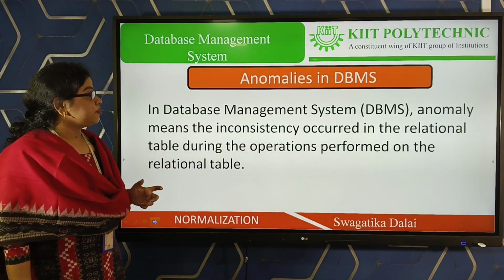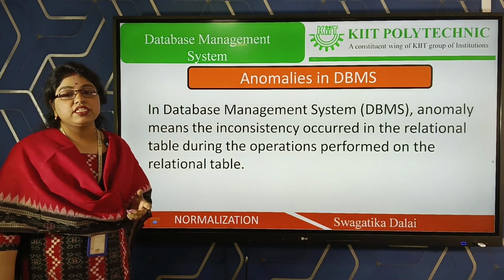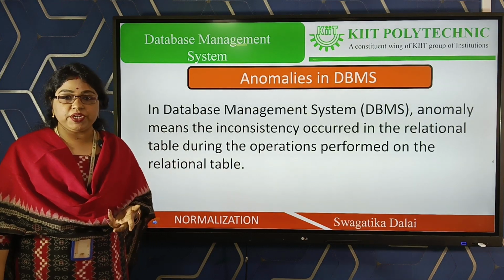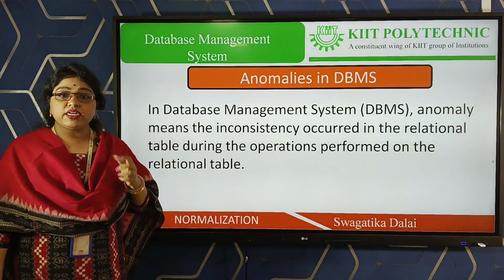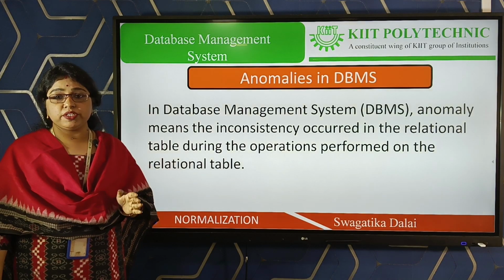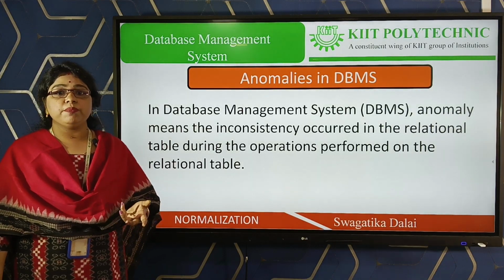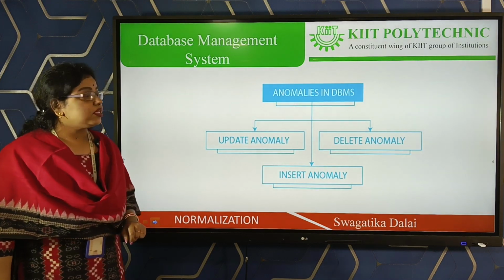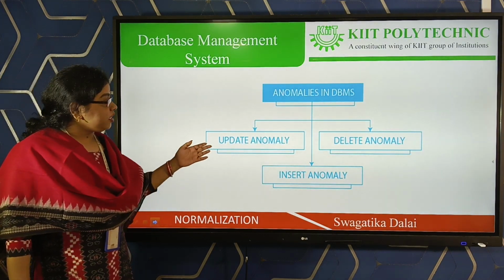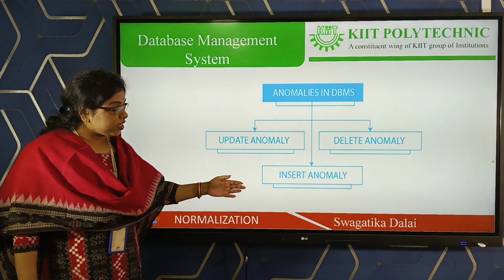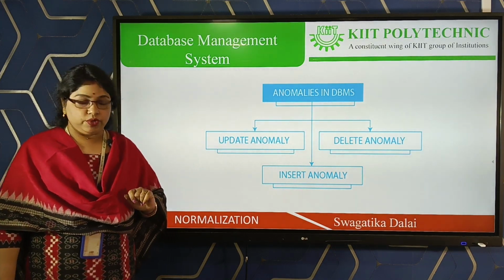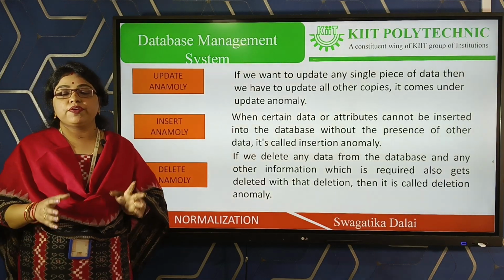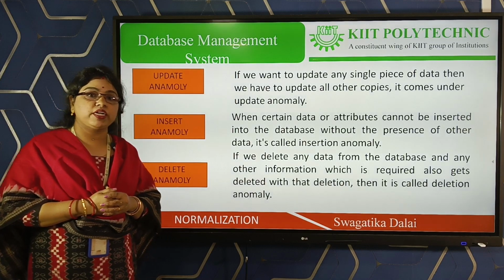Actually, anomaly means the inconsistency that occurs due to performing different operations on the database. So what are the different operations performed in the database which cause problems in a relational database? Three types of anomalies are there. One is update anomaly, second one is insert anomaly and third one is delete anomaly. So let me discuss these three types of anomalies.